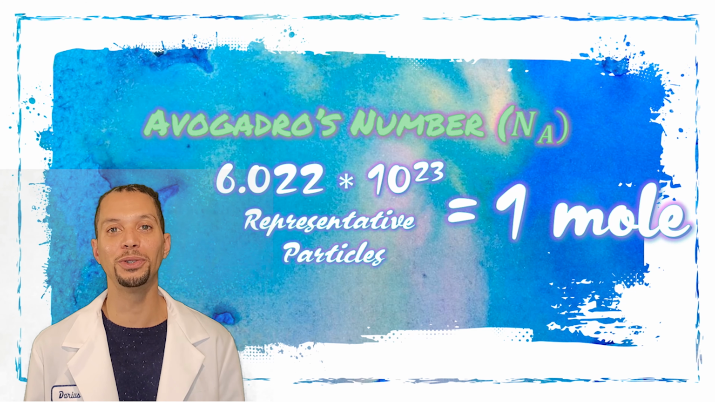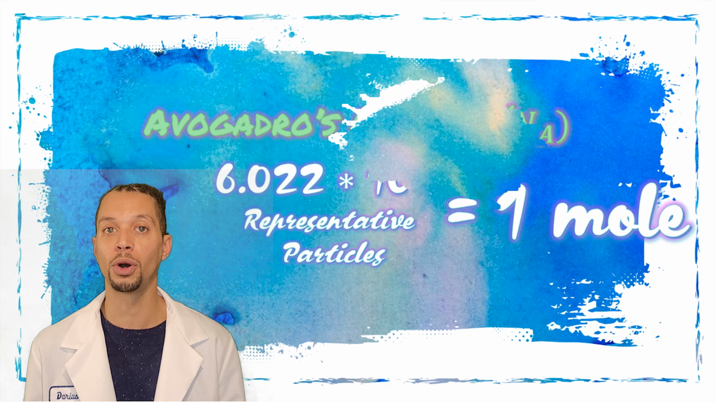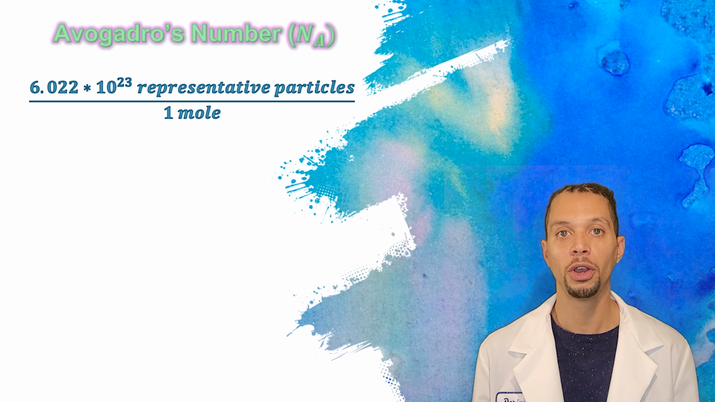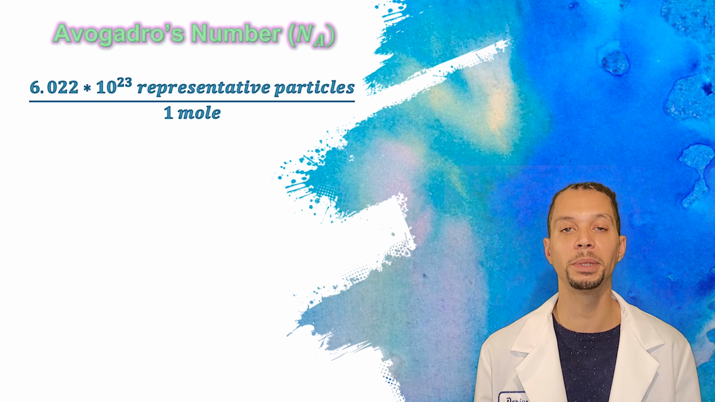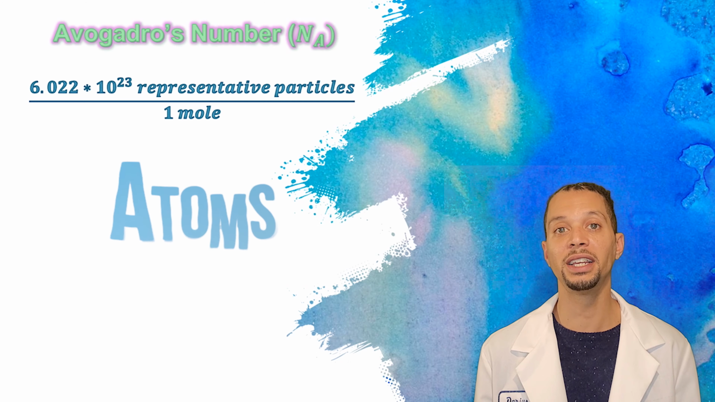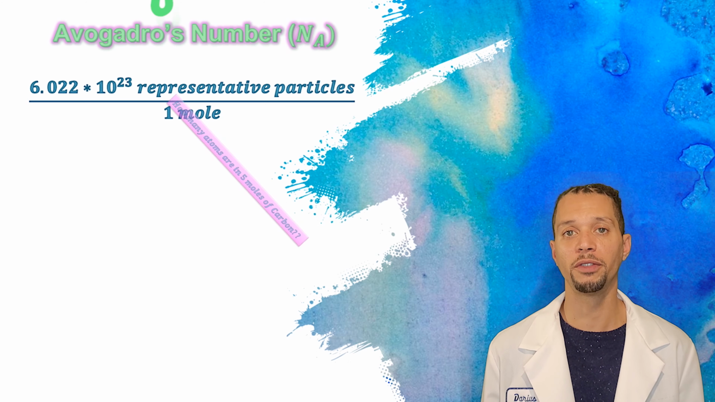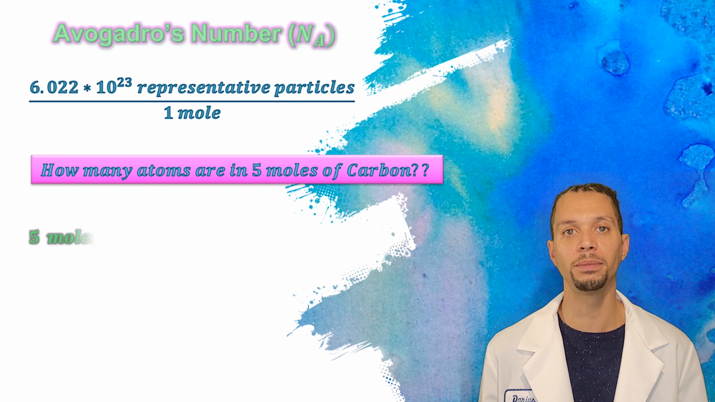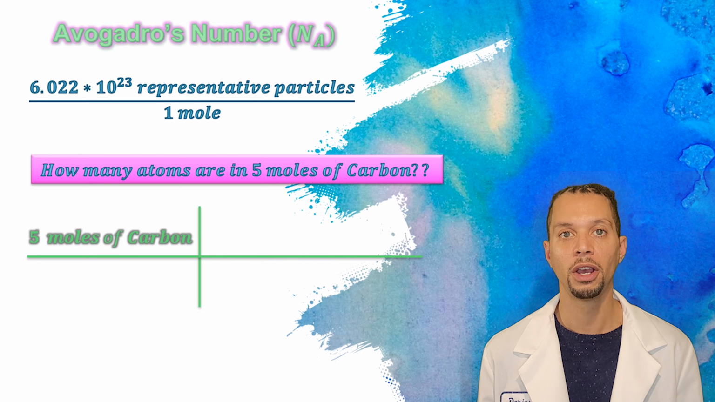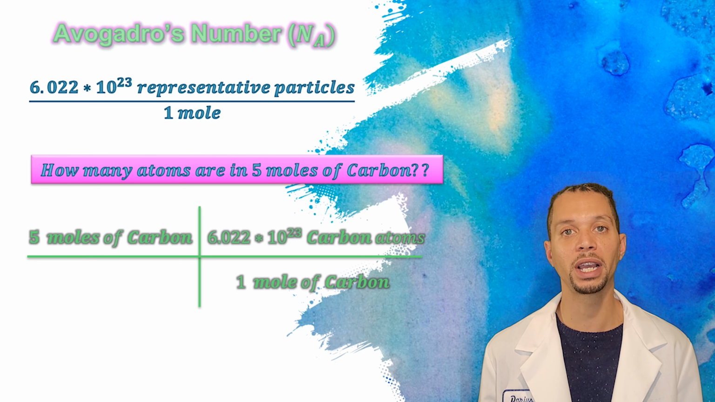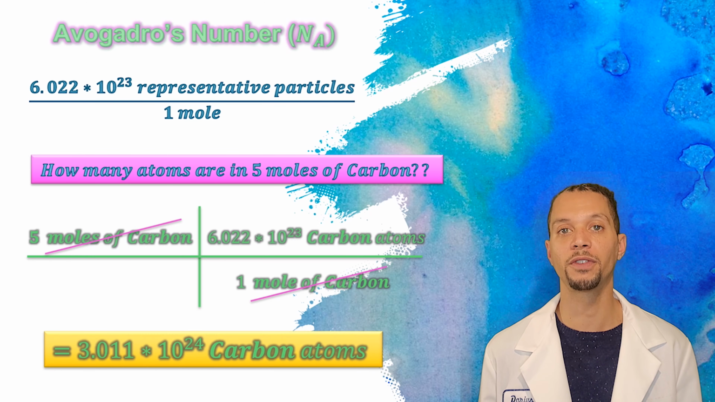And just like we use a dozen to represent 12 or a pair to equal 2, in science, Avogadro's number is equal to 1 mole. By using Avogadro's number as a conversion factor when given the number of moles, we can perform dimensional analysis to determine the number of representative particles in a substance, which could be atoms, molecules, or even ions. For example, if we wanted to determine the number of atoms in 5 moles of carbon, dimensional analysis with Avogadro's number calculates an answer of 3.011 times 10 to the 24th atoms of carbon.